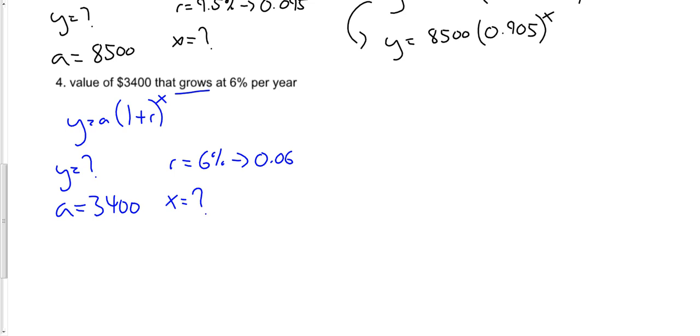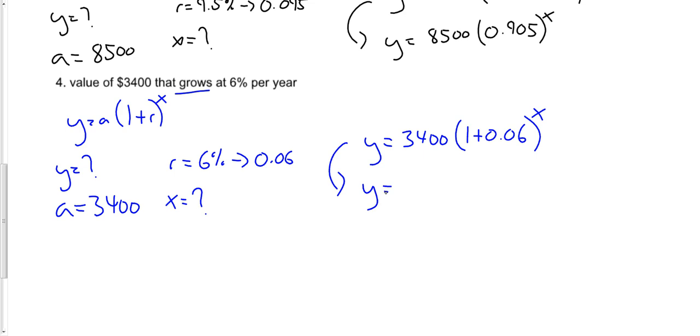So now we just substitute our values into the equation. So we get y is equal to 3,400 times 1 plus 0.06 to the x. And again, we can simplify that because we can do the operation in the brackets. So y is equal to 3,400 times 1.06 to the x. Okay.